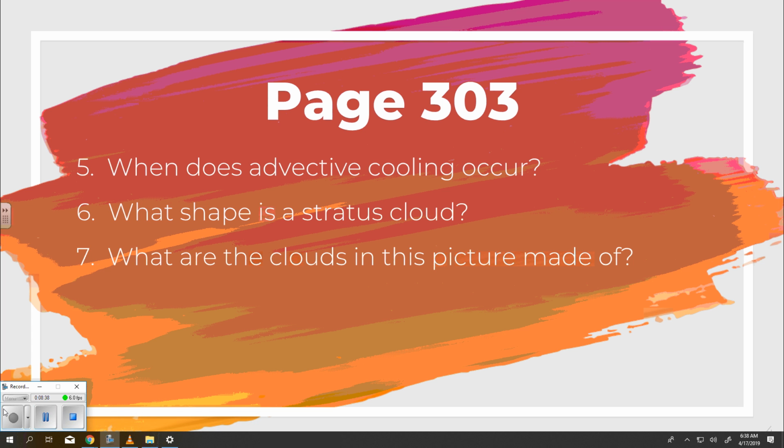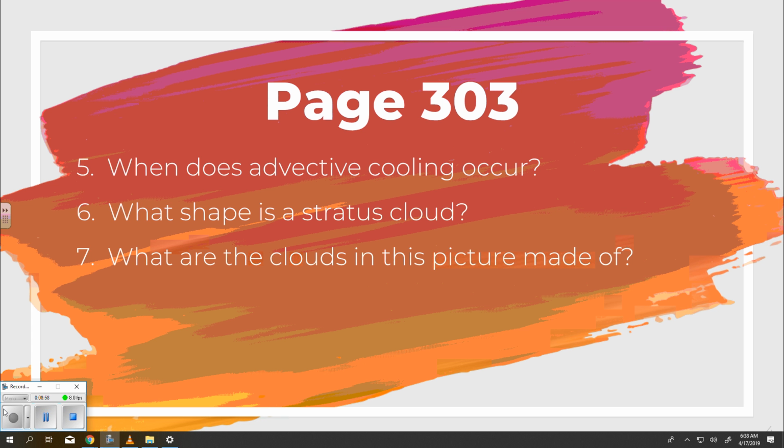Page 303. When does advective cooling occur? What shape is a stratus cloud? What are the clouds in this picture made of? How does advective cooling cause clouds to form?